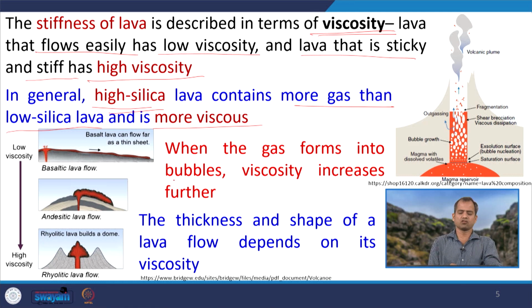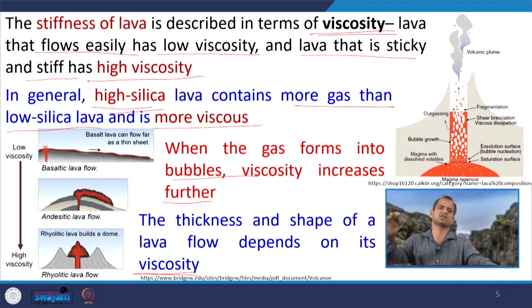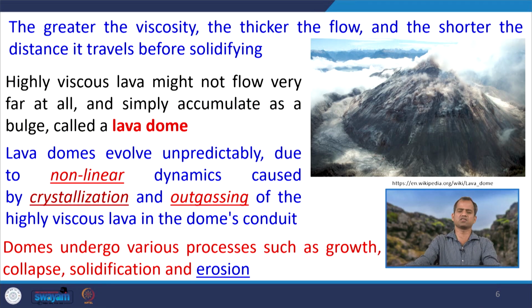When the gas forms into bubbles, viscosity increases further. That means not only the gas; when the gas coalesces and forms bubbles, the viscosity increases many folds. And the thickness and shape of the lava flow depend upon the viscosity. Low viscosity means high flow, so topographically at a lower level, a thin lava flow can travel a large distance. The greater the viscosity, the thicker the flow, the shorter the distance of travel, and it solidifies.